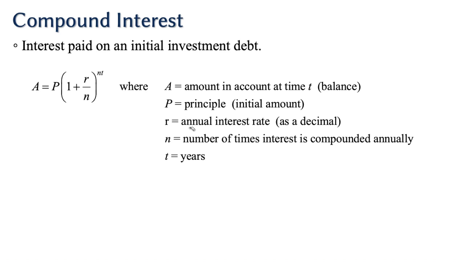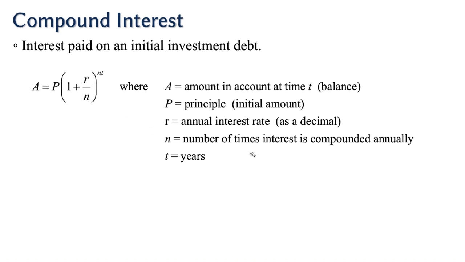The R is the annual interest rate. Even though it oftentimes is written as a percent, when we plug it into the equation, it must be written as a decimal. The last number, N, is the number of times interest is compounded annually. Some accounts compound the interest monthly, some daily, some semi-annually. So it's important to read carefully to know what the value of N is.